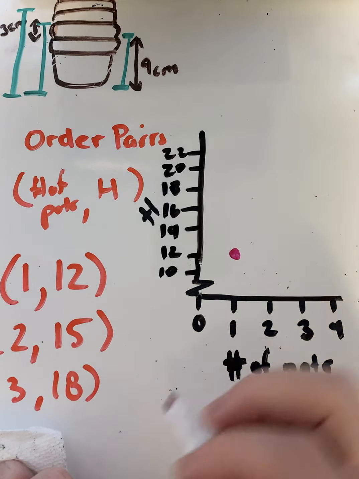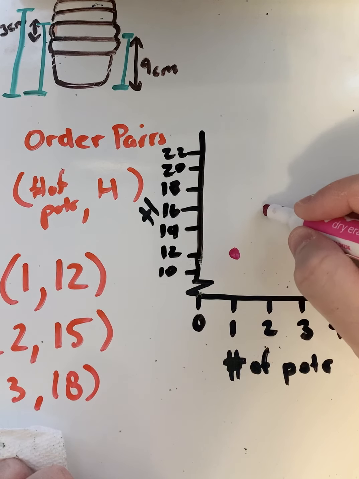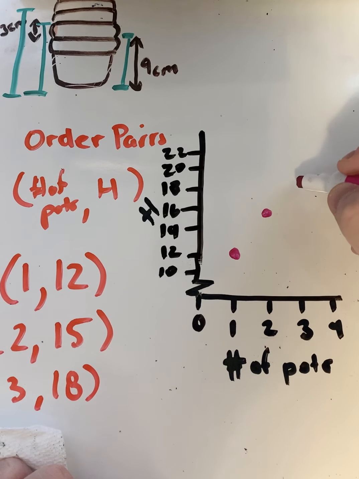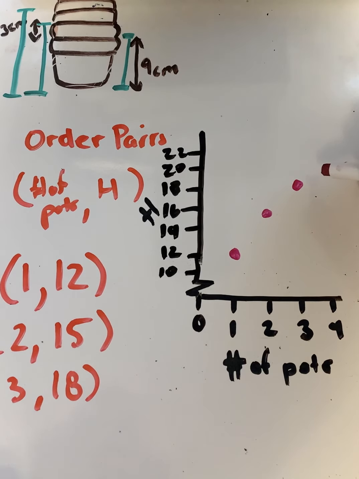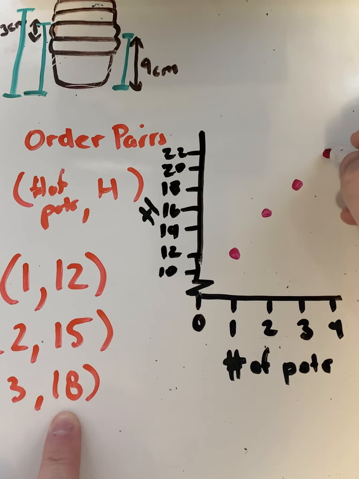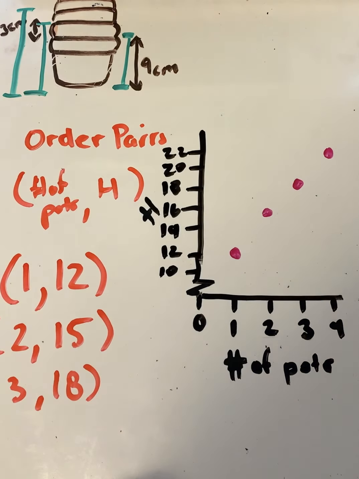I'm going to plot that out. 2 is at 15, so it's somewhere in between here. 3 is at 18, so it's going to be right here. And I could very easily just know where 4 is going to go because I just have to add 3 onto this one. So 4 is going to be at 21, so it's going to be in between.